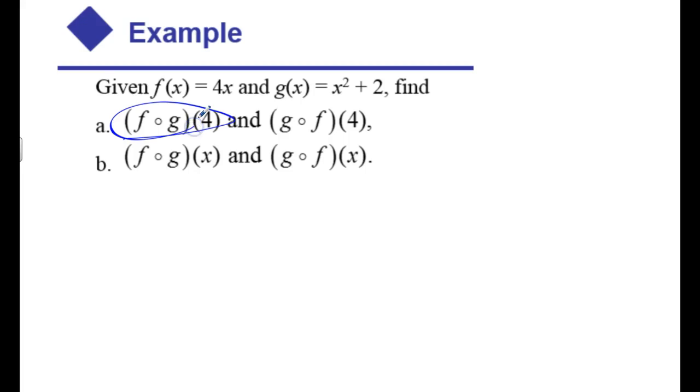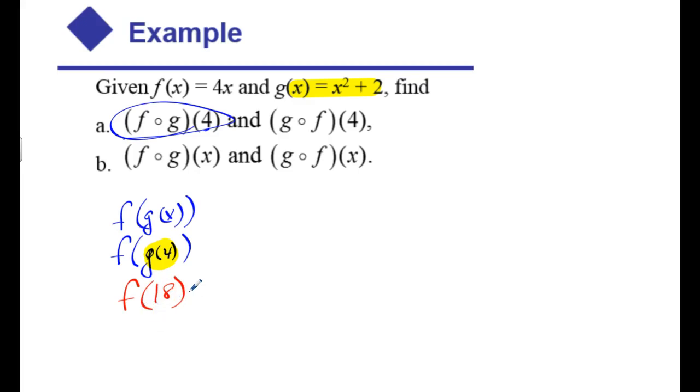So I'm going to rewrite part A as f of g at x. So that means f at g, and they're telling me the x value is 4. So if I were to do the inside function first, it says go to the g function and plug in a 4. Well, here's the g function. 4 squared is 16 plus 2 is 18. So f at 18, now we go to the f function and plug in an 18. And 4 times the 18 gives me the answer of 72.